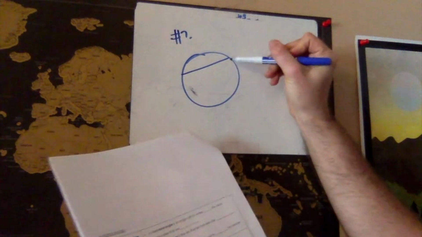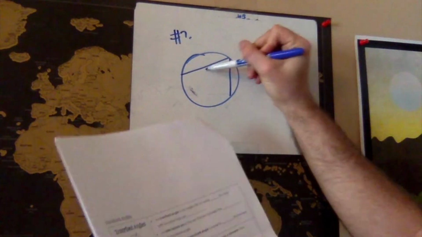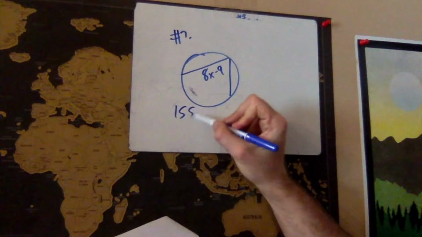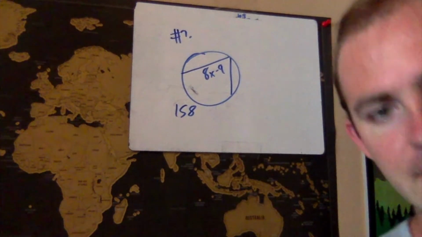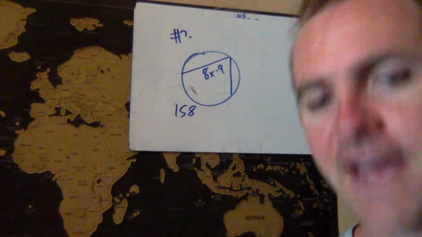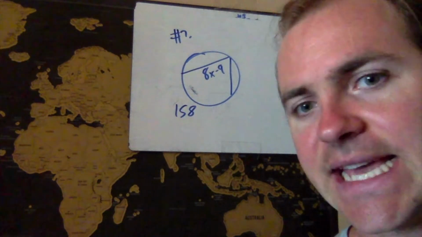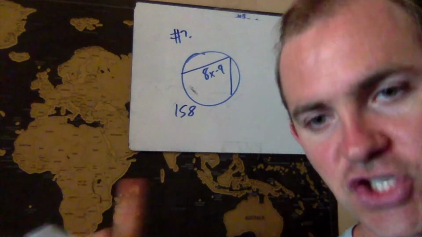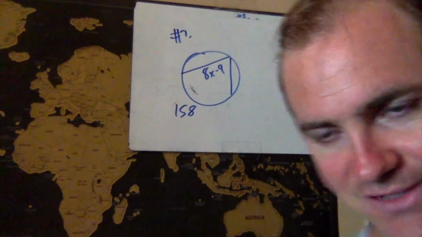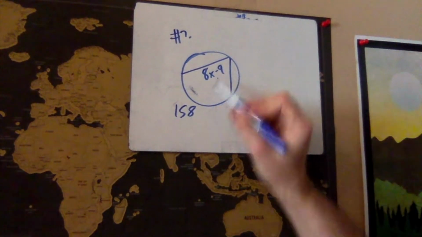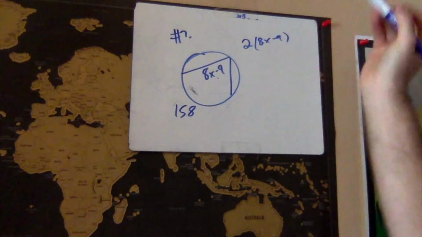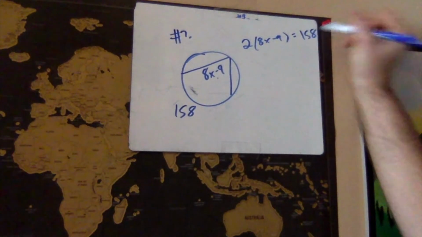All right, they give us an inscribed angle, and that's 8x minus 9, and they give us the arc that it intercepts. Now again, how you choose to set this up is up to you, but for the vast majority of you, I suspect it's probably going to be easier to say that it takes two inscribed angles to make the intercepted arc. So let's take a look at that. So it takes two of these to make this, right? So I got 2 times parentheses 8x minus 9 equals 158.